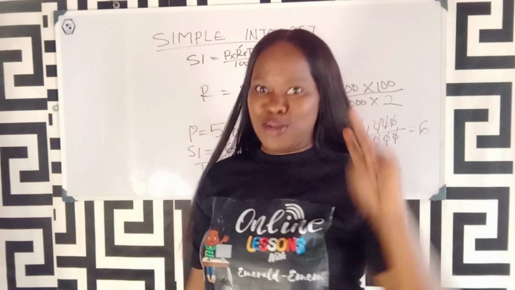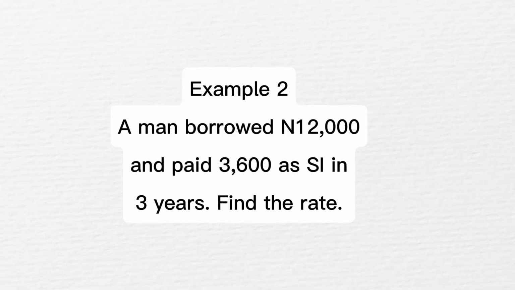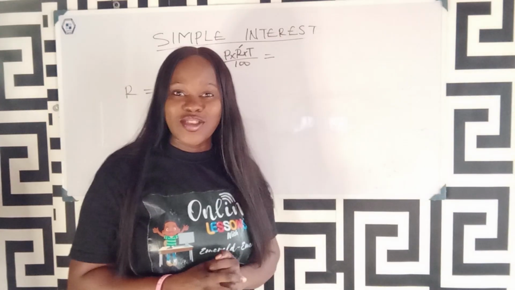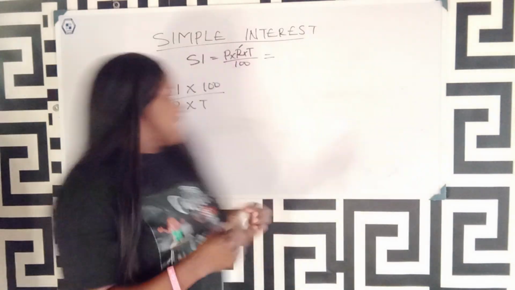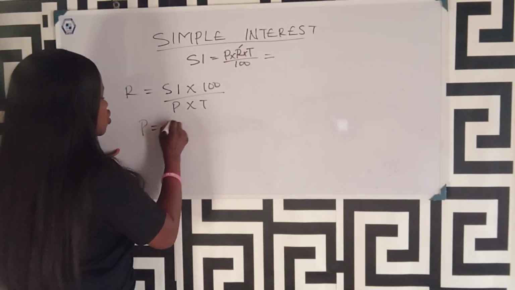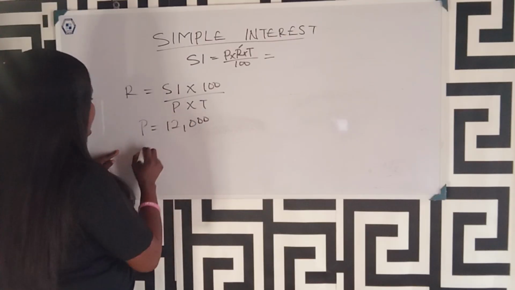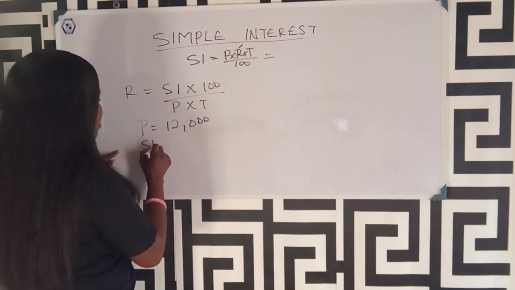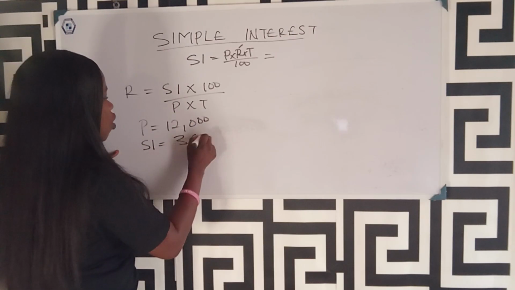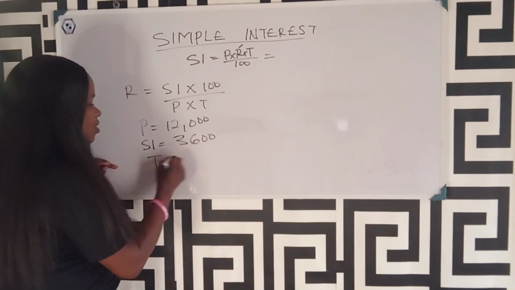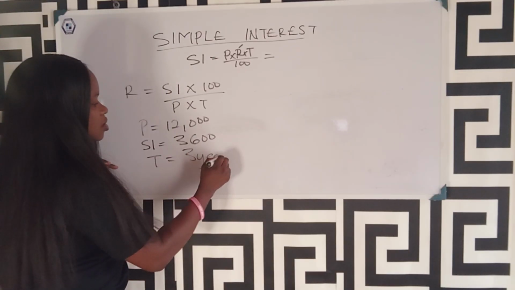So let's do example 2. A man borrowed 12,000 naira and paid 3,600 as simple interest in 3 years. Find the rate. So from that question, what is our principal? 12,000. So the principal is 12,000, the simple interest is 3,600, and the time is 3 years.